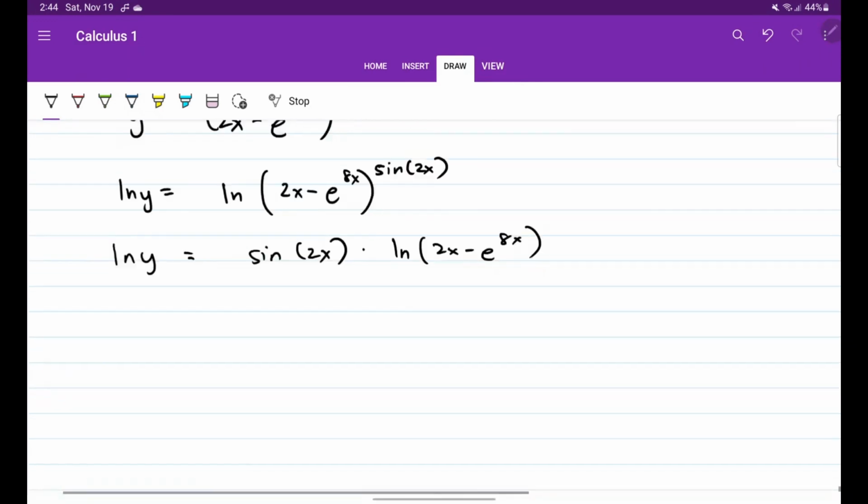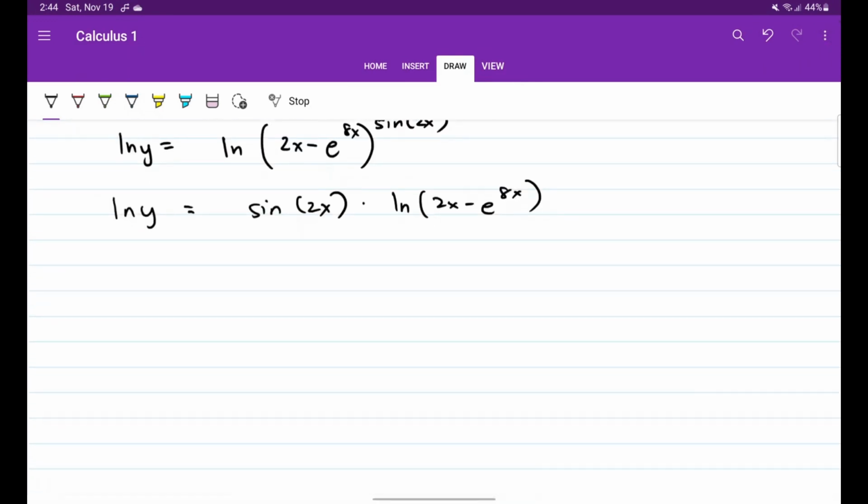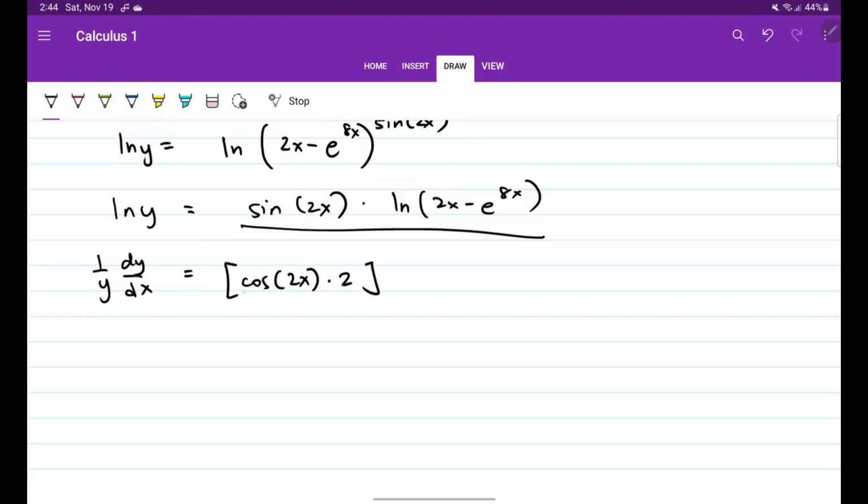Okay? So now, we can perform implicit differentiation. The derivative of ln y is 1 over y dy over dx. Then, this is the product rule: derivative of the left times the right, plus derivative of the right times the left. So this is cosine 2x times the derivative of 2x, which is 2, times ln of (2x minus e to the 8x).